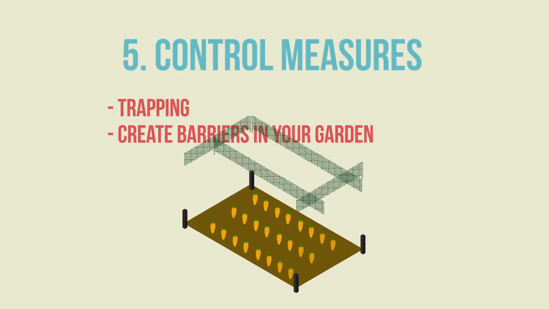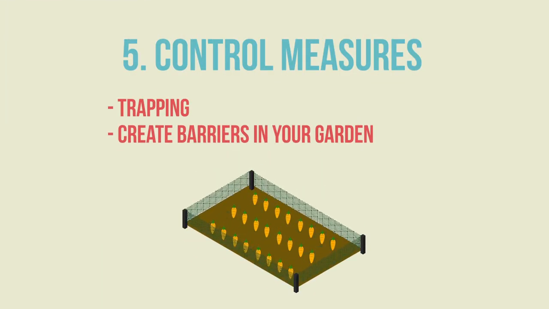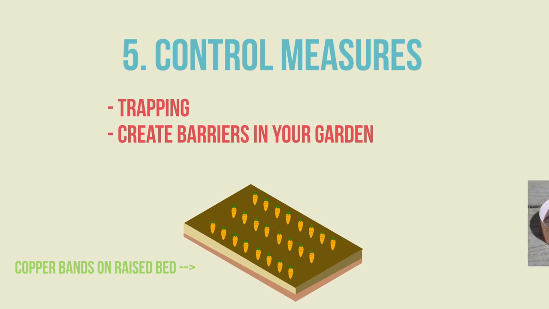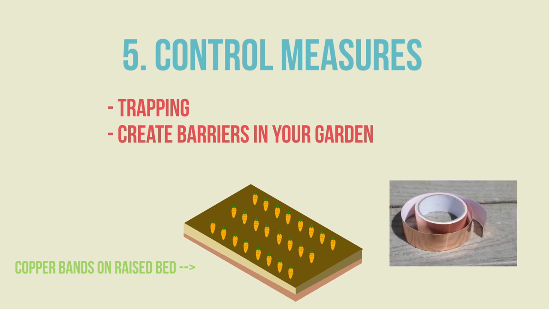Barriers may keep slugs and snails out of the growing area. Copper bands at least 3 to 4 inches wide can deter slugs and snails from crossing, but should be cleaned regularly since slime can build up and reduce the copper's effectiveness.